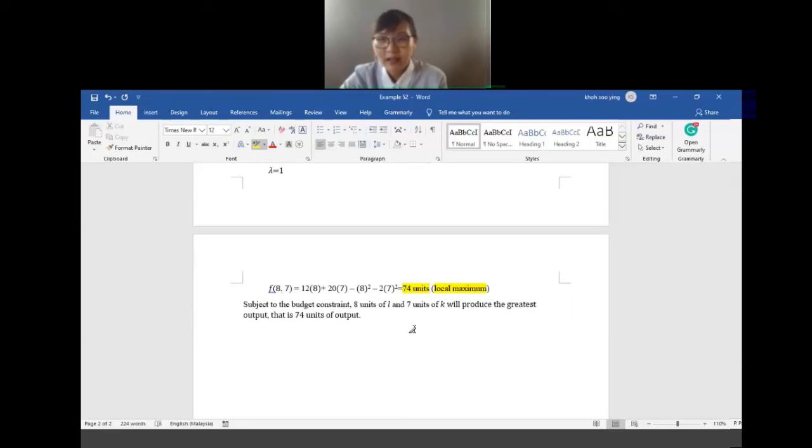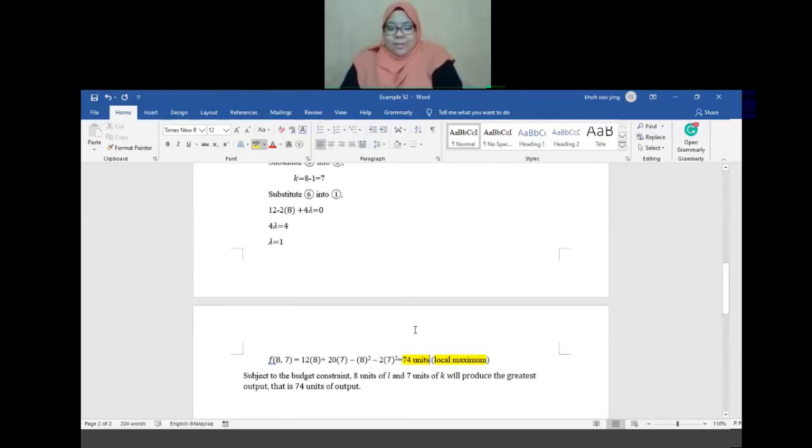I have one question. Can I use the second derivative test to determine whether the point is a local minimum or maximum if I don't know how to see it directly from the function? Yes, sure, you can use it.